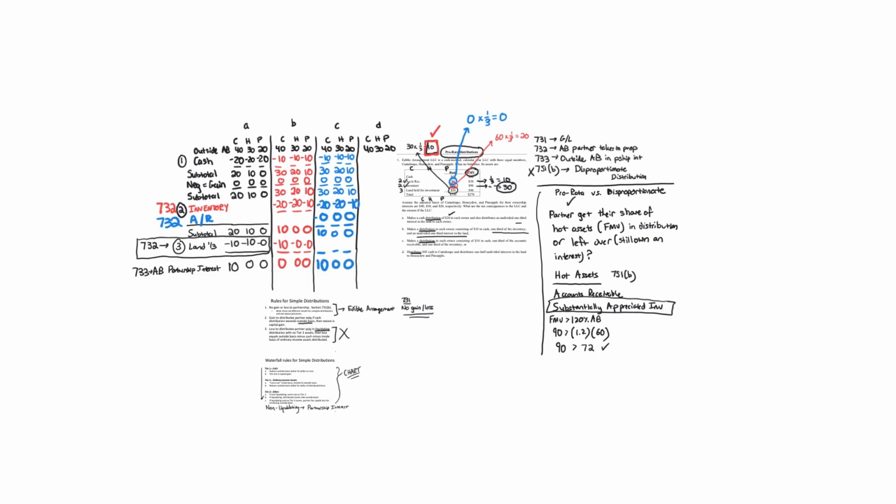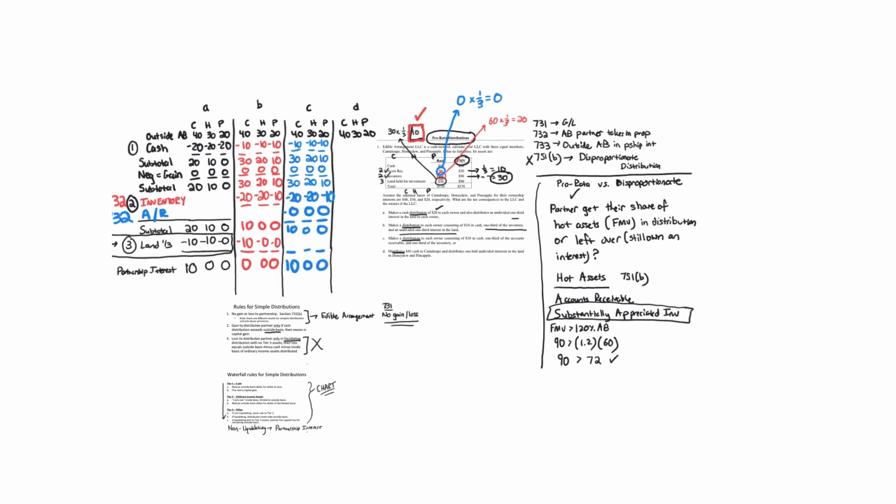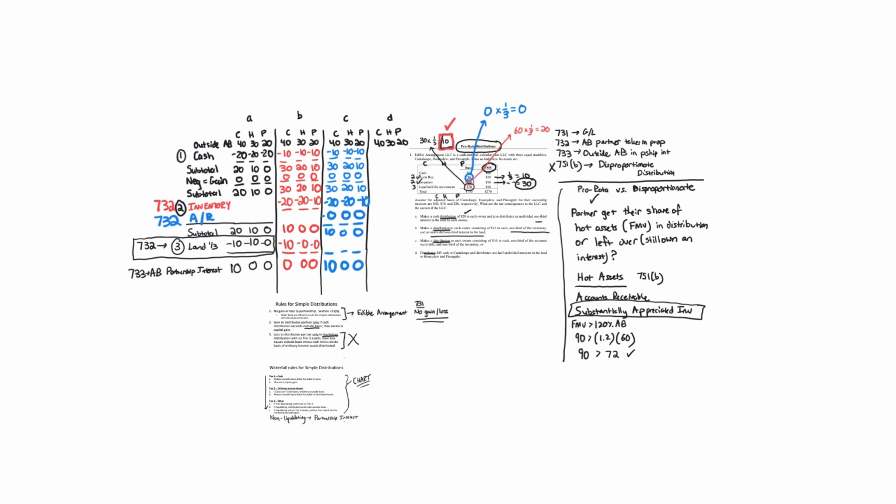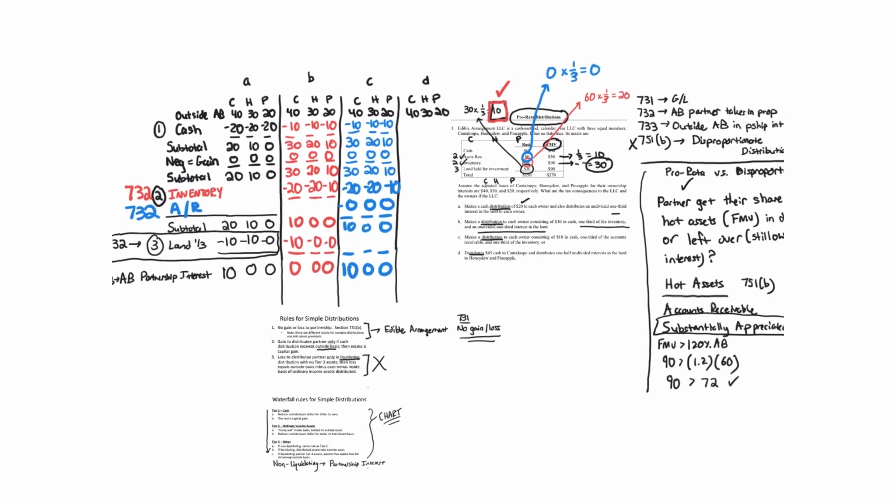We bring down a subtotal of 10, 0, and 0. And they have no land. No land received, so no tier 3. So we bring down the remaining basis of their partnership interest, which will be 10, 0, and 0. Okay, so that answers for C there. That's the 733 partnership interest as given. As calculated, 10, 0, and 0.